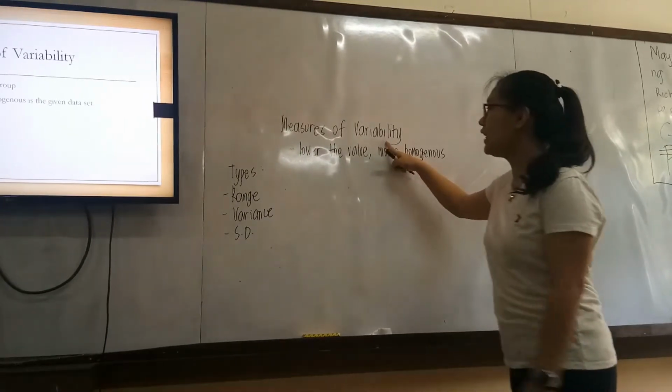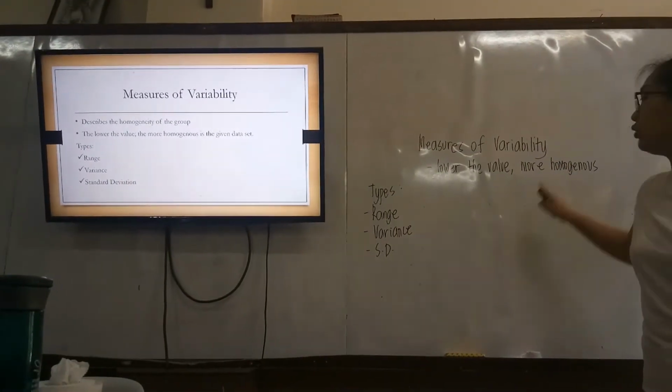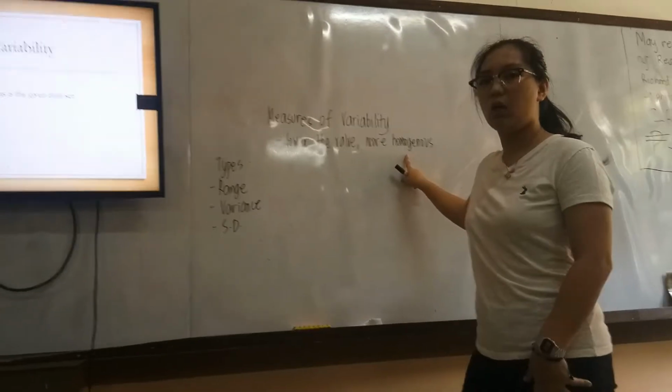variability. Okay, so in here, it says there, the lower the value, the more homogeneous. Ano ba ito? It describes a homogeneity. What do we mean by homogeneous data or hetero?